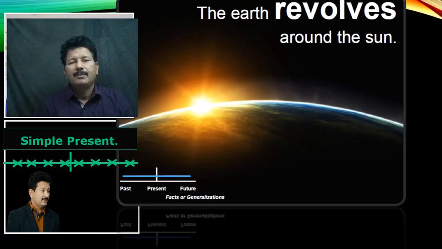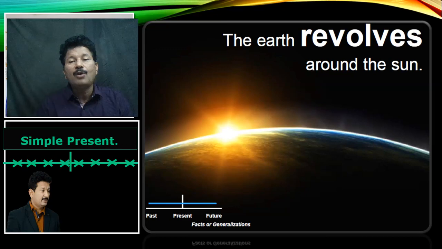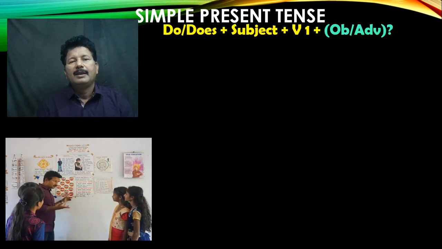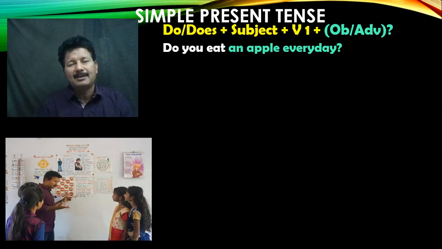Right? So now, the earth revolves around the sun. So this is the general fact, and for general truths and facts also, we use simple present tense.